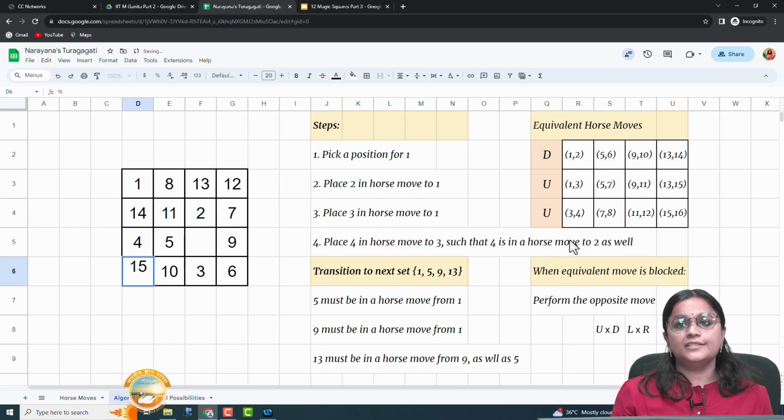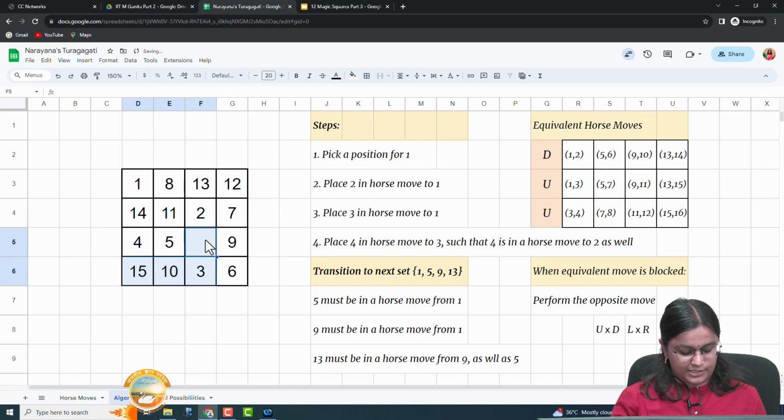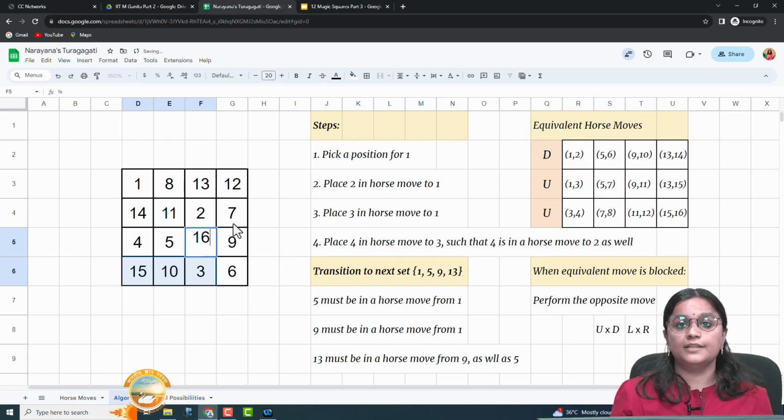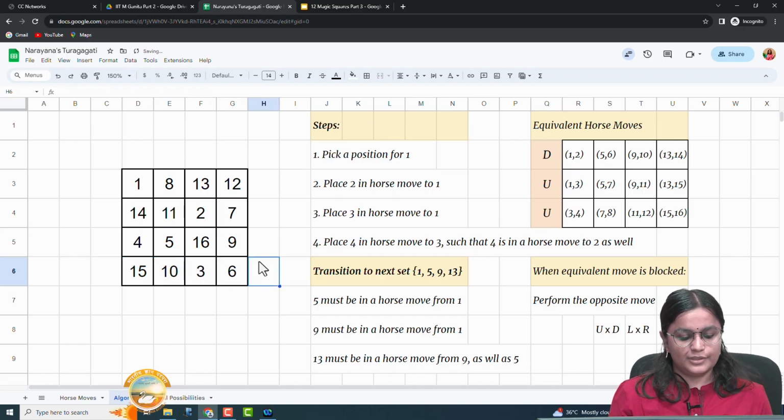Finally, 15 and 16 must also be in an up horse move, which is also the last blank space left on our pan magic square, which is where we place the number 16. So, this way, following this particular method, we are able to construct our very own pan diagonal magic square.